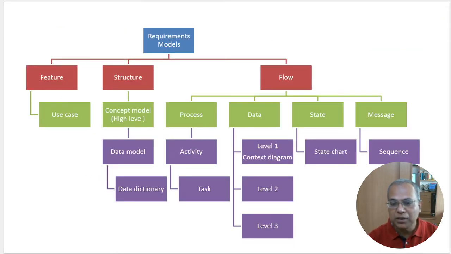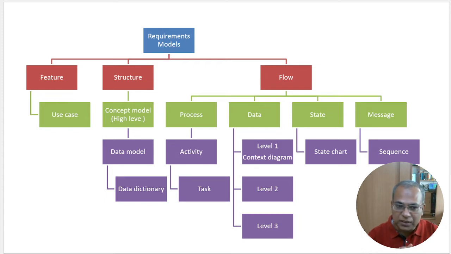So fundamentally, if we create a structure for requirements models, there are 3 broad categories of models that we can develop. One set of models can help us describe the features or functionality of the solution that we are trying to build. The second aspect is the structural aspect of the solution, which is mostly related to the information structure within the application. Then there is the third element, which is the flow element of the application, which could belong to process flow, data flow, state flow, or message flow.